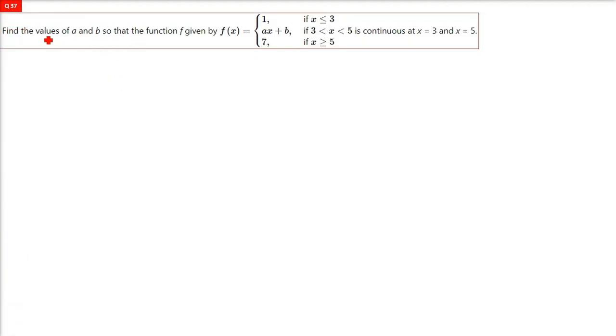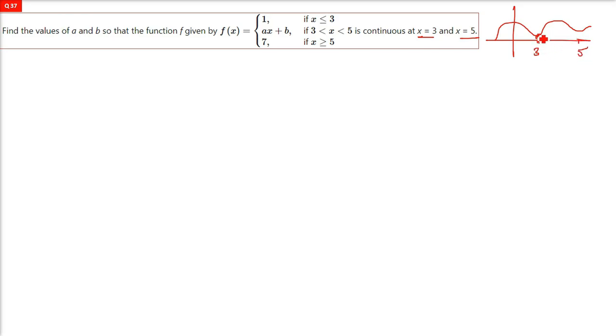Find the values of a and b so that the function f given by this is continuous at x equals 3 and x equals 5. So what do we do here? Let me just make an arbitrary graph. It is not the graph of this function, because x plus b is a straight line, but it is just for understanding.